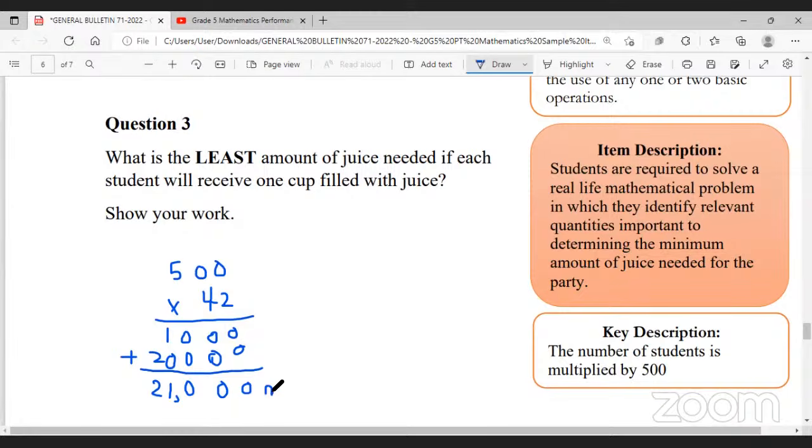So we'll get 21,000 milliliters, with milliliters as the unit of measurement. So the least amount of juice needed if each student will receive 1 cup filled with juice is 21,000 milliliters of juice. And we can just always write our statement here.